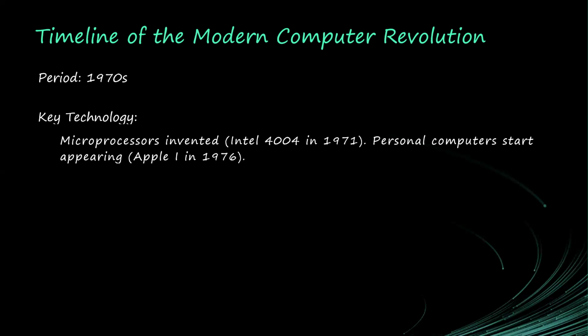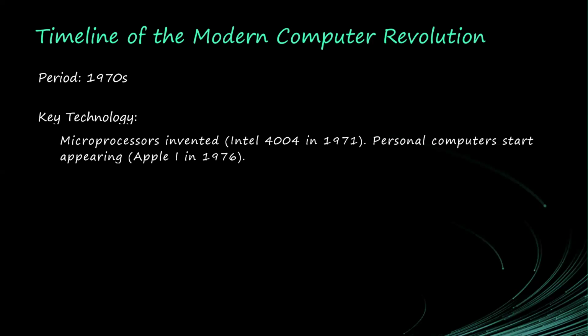So personal computers start appearing. Apple One was the first one to appear in 1976. The first microprocessor was the Intel 4004 in 1971. Because of the microprocessor that was invented, personal computers started appearing. The first personal computer that appeared was Apple One. What we mean by personal computer is computers that were not used for businesses. Remember, the big computers before were used for businesses, and people couldn't afford them.